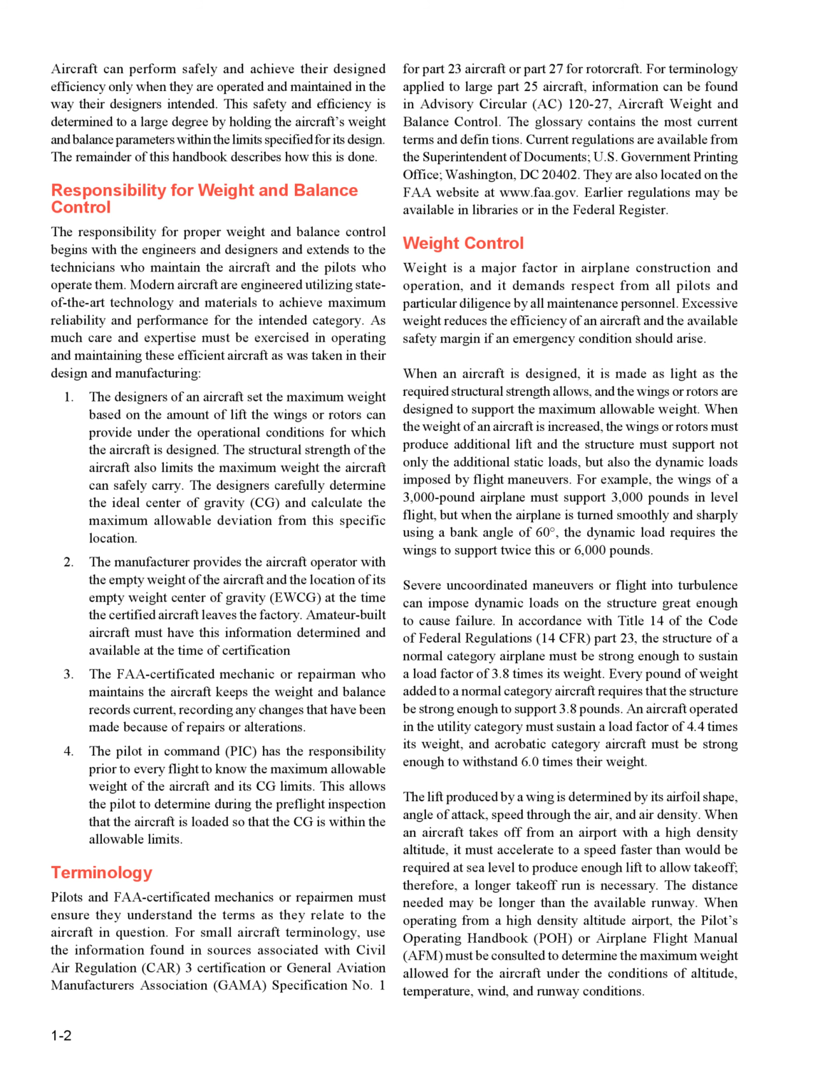Current regulations are available from the Superintendent of Documents, U.S. Government Printing Office, Washington, D.C. 20402. They are also located on the FAA website at www.faa.gov. Earlier regulations may be available in libraries or in the Federal Register.